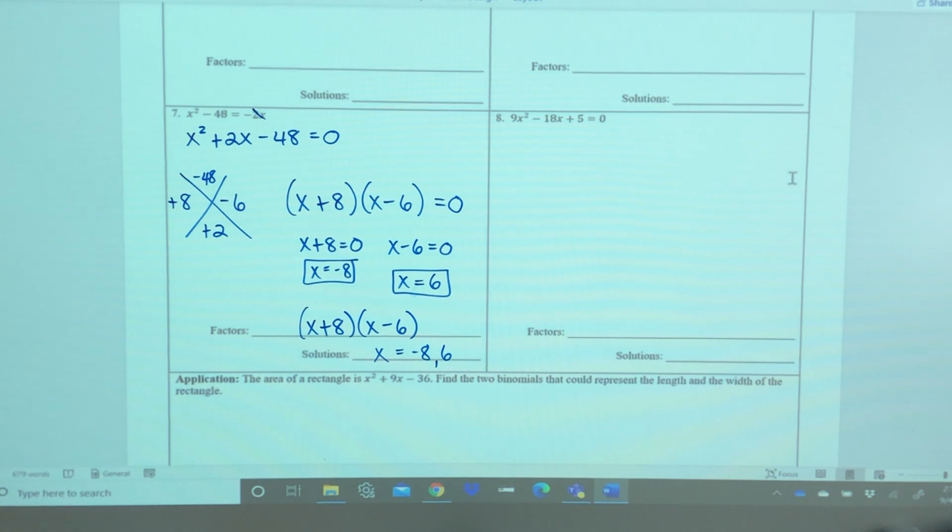This next one is going to be a little bit of a challenge. So let's get after it. First off, there is no GCF. 9 and 18 have something in common, but not with 5. However, when you're looking at it, no GCF, A is greater than 1, so I'm going to use star and bottoms up.